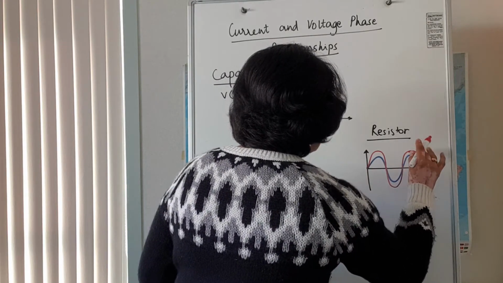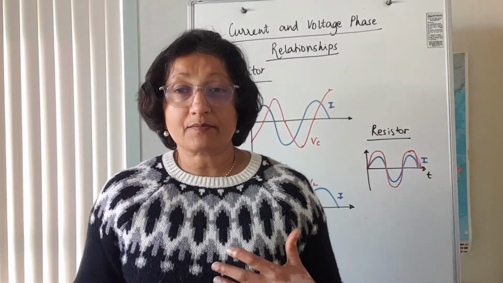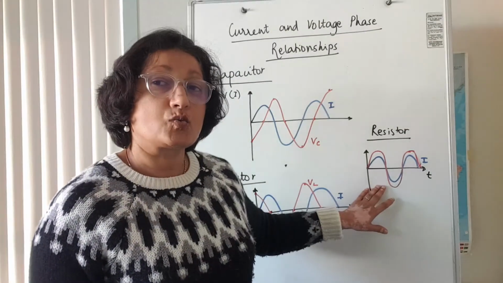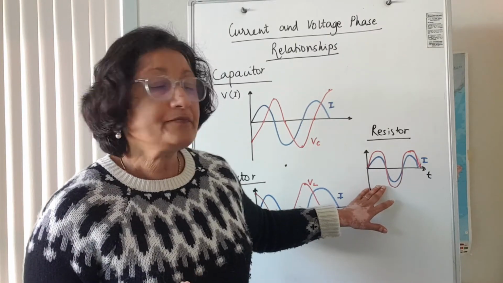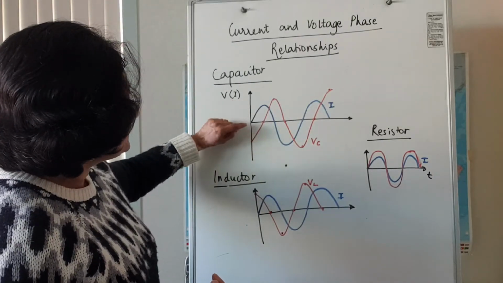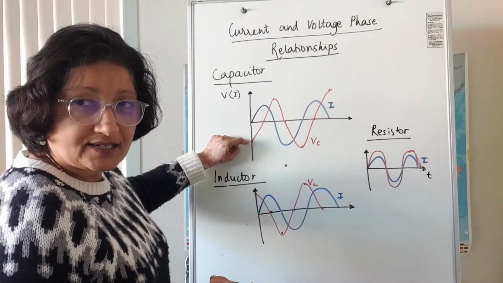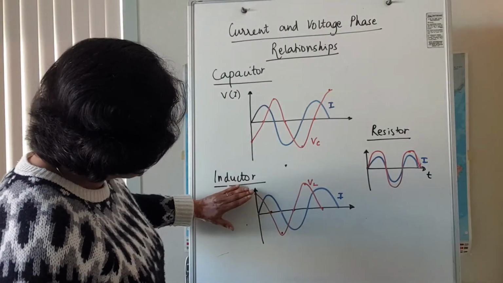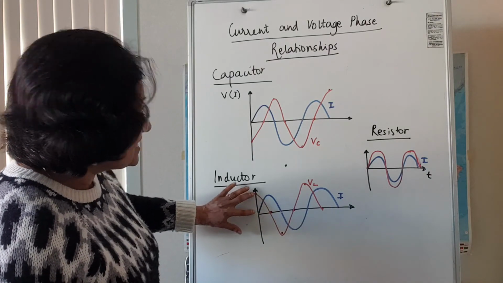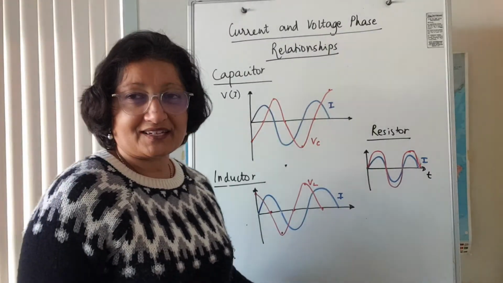What we have to remember is whatever combination we have of resistors, capacitors or inductors, the circuit current is always in phase with the resistor voltage. That's what we have to keep in mind. If you have just a capacitor, the circuit current leads the capacitor voltage by 90 degrees. If you have an inductor in a circuit, the circuit current lags the inductor voltage by 90 degrees, and that's what we have to keep in mind. And I hope that made sense.